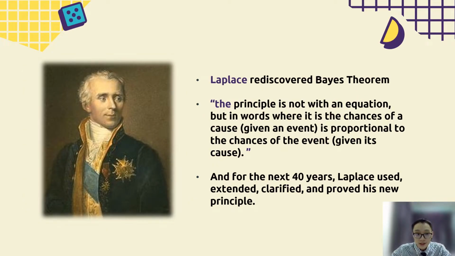So on the left, this is Laplace. Laplace rediscovered Bayes' theorem independently by himself. However, he had a different approach to the concept, where he states that the principle is not with an equation, but in words, where the chances of a cause are proportional to the chances of the event. So basically, he said that Bayes was too focused on giving a universal equation, where what matters most is the context of the situation, which is the event and conditions. And with this, Laplace spent his next 40 years trying to prove his principle, and in the late 1700s, his discovery was able to develop Bayes' theorem into what we call now conditional probability.